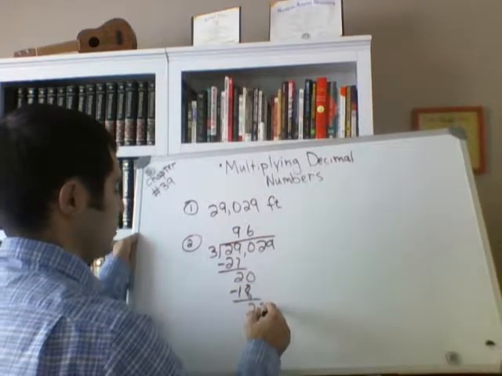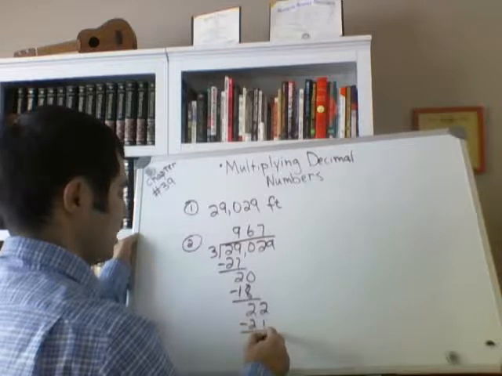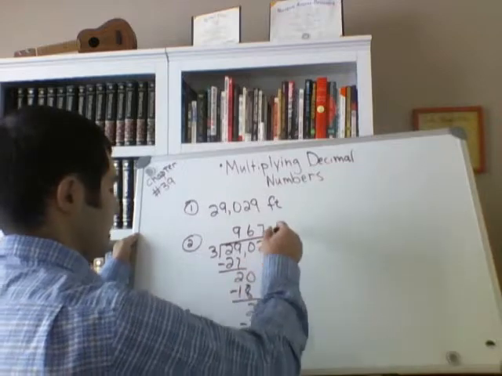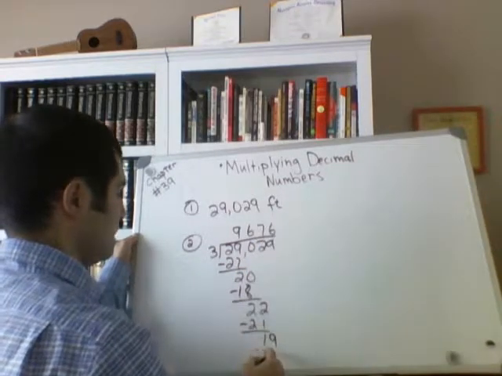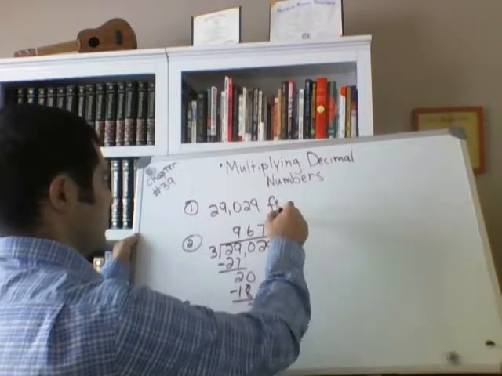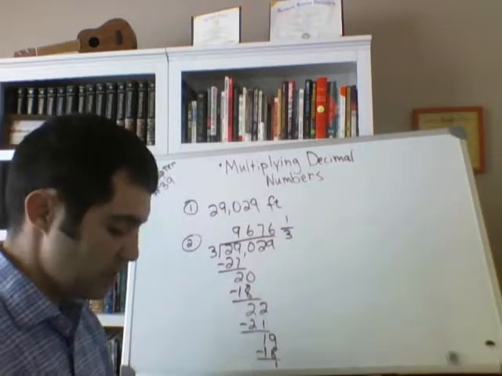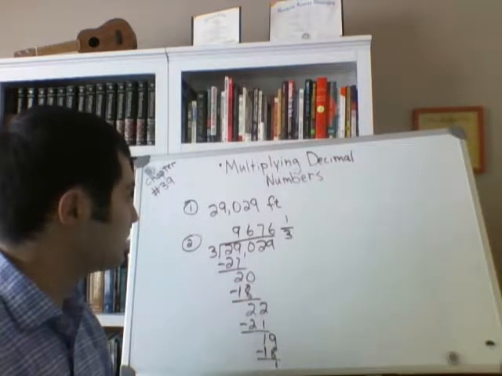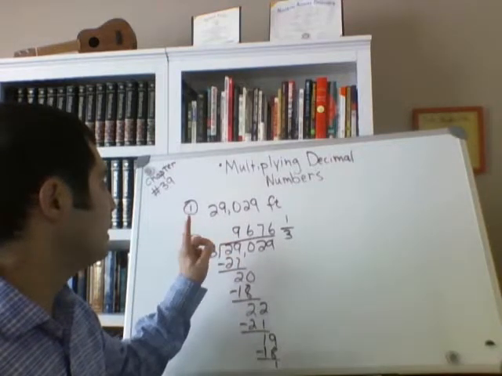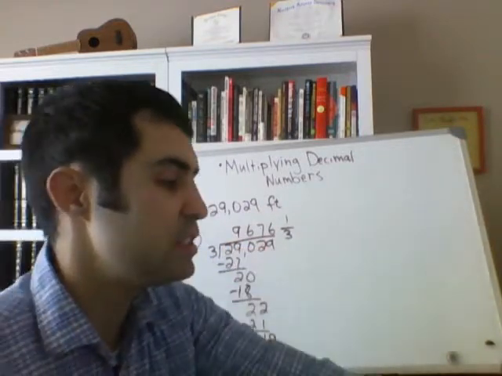Subtract. Got 2 left over. Bring down the 2. 3 will go into 22. 7 times. 3 times 7 is 21. Subtract. You have 1 left over. Bring down your 9. 3 will go into 19. 6 times. 3 times 6 is 18. Subtract. You got 1 left over. Let's do a mixed number, 1 over 3. So there is 9,676 and 1/3 yards in the height of Mount Everest. That's how tall Mount Everest is in yards above sea level.